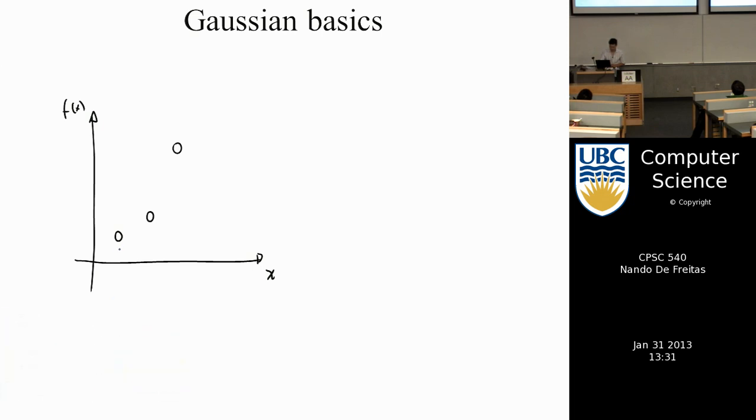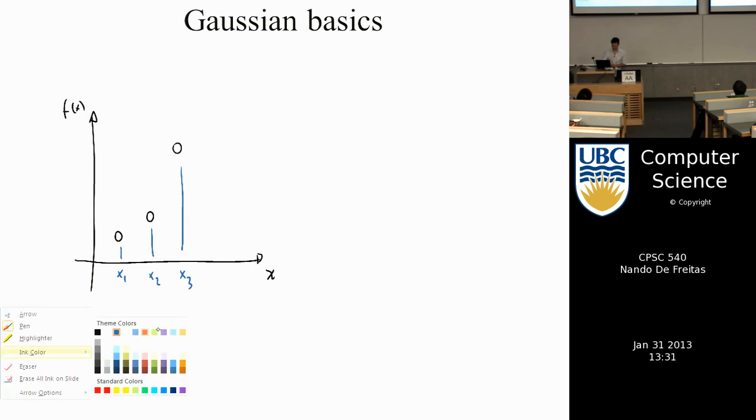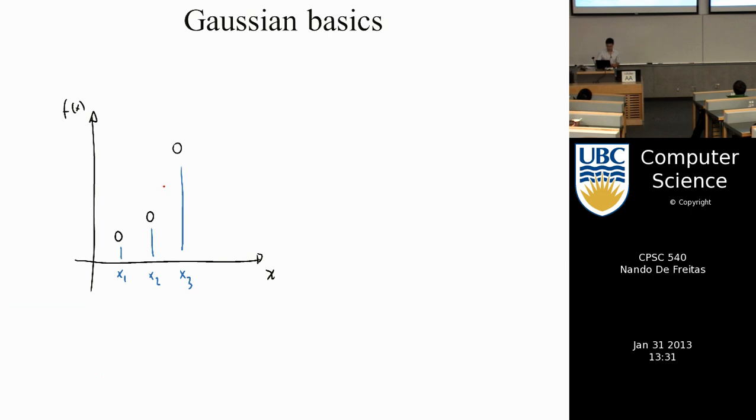Okay, so we have again x1, x2, x3. So I argued that for a point x star, I know its mean and variance, something like this. But now I can pick a different x star. If I choose another x star, let's say here, I would also get something that would look like this. And if I pick an x star here, I might get something that would look like this. Right? I could pick any x star.